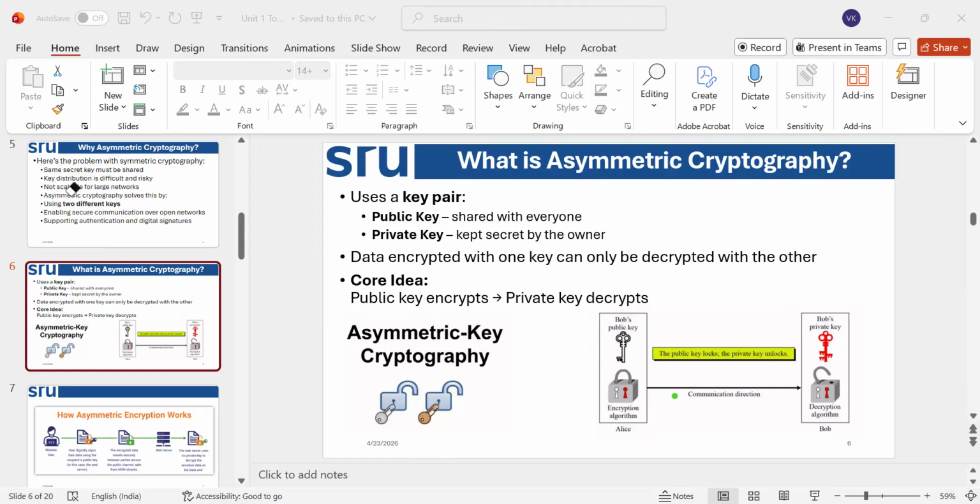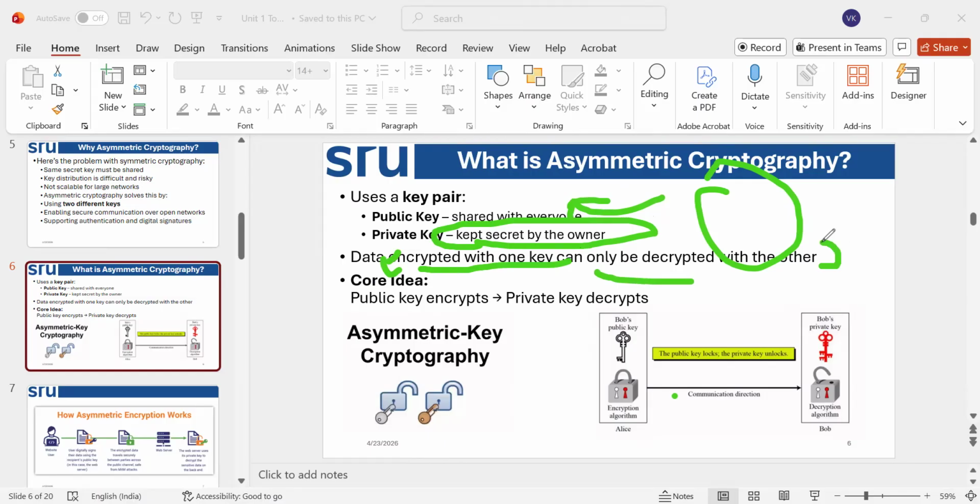Now, the public key is shared with everyone, as I told, in the transmission medium. So we can ask a third party or the person, because there is no need to worry: it's the public key. The private key is kept secret with the owner, so the private key is not shared. Data encrypted with one key can only be decrypted with the other key of the same person. Public key encrypts, private key decrypts.